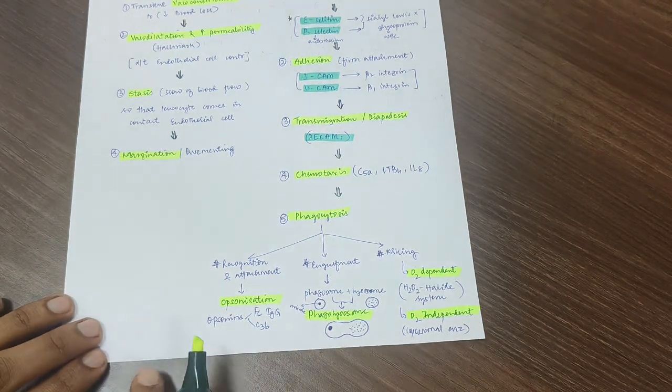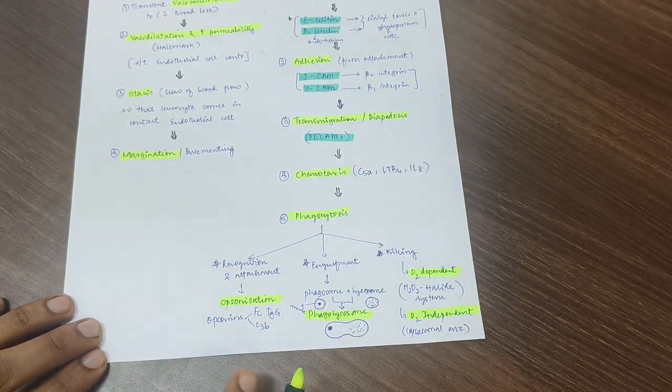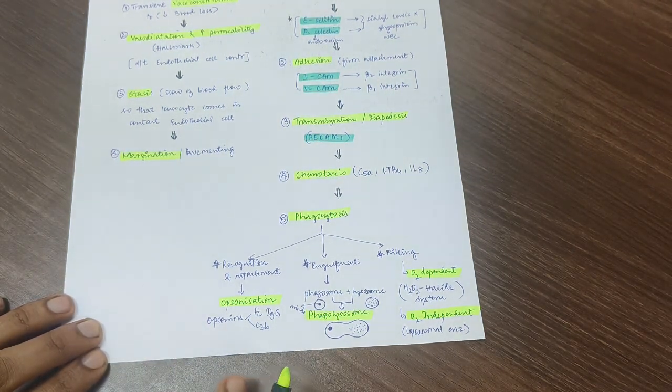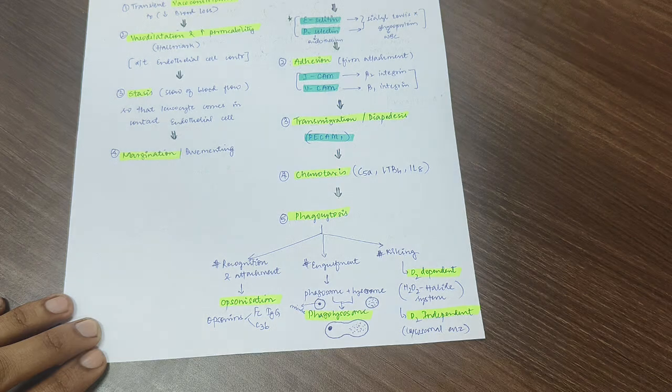So opsonization. What are the opsonins in our body? Fc fragment of IgG antibody and C3b. These act as opsonins. Next is engulfment. How is phagolysosome formed? Phagosome and lysosome fuse to form the phagolysosome. Once this phagolysosome is formed, what happens? The killing takes place.